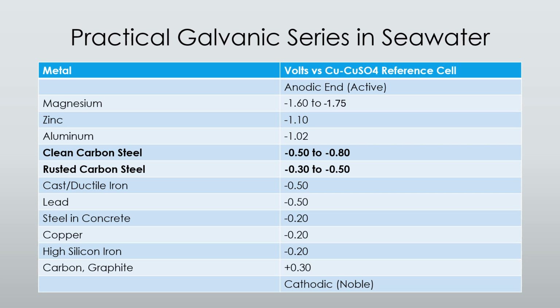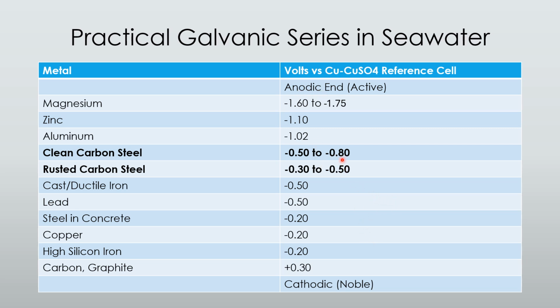Here we have the practical galvanic series in seawater. This just represents relative voltages of all the different typical metals that we'll see in practice. The number we want to look at is right here. So clean carbon steel right from the factory, negative 800. So that's a good indicator. That's our most anodic, the most anodic value that we are going to see in the field in general.